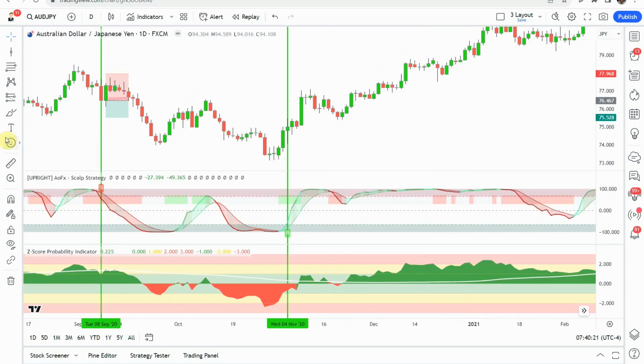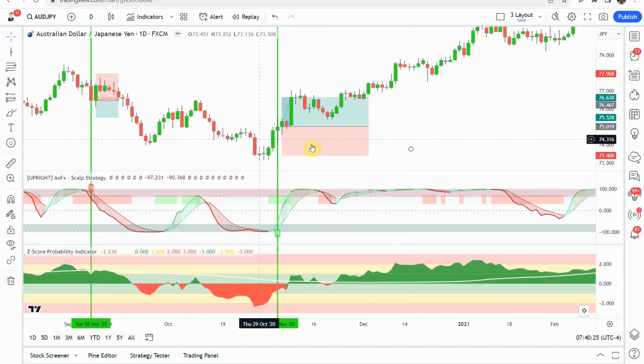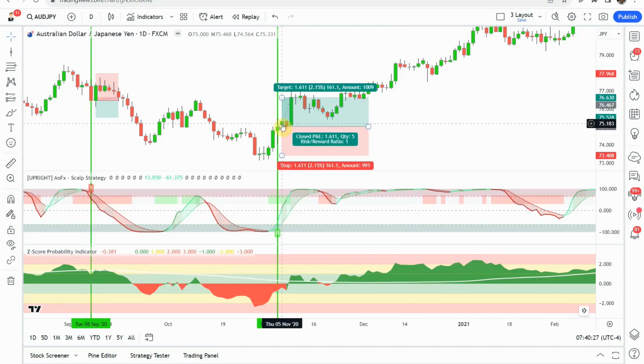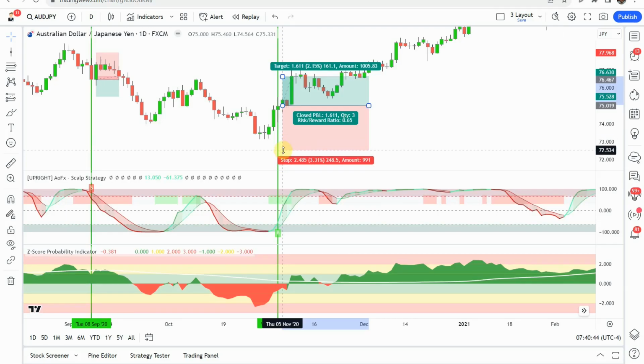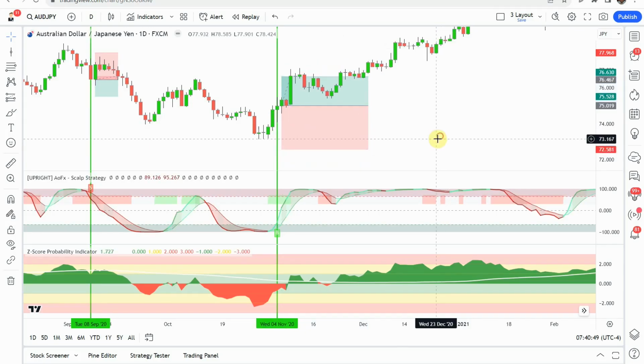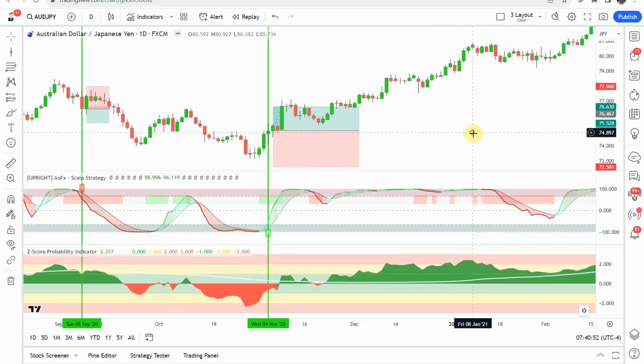Now the same rules apply to this one. So we'll set a position here. We would have entered right here on the open of this green candle. We would have set a stop. Let's see, this is about 85 pips. Oh, hold on, actually, this is about 190, 180. So we'll set this to right there, about a 240 pip stop.